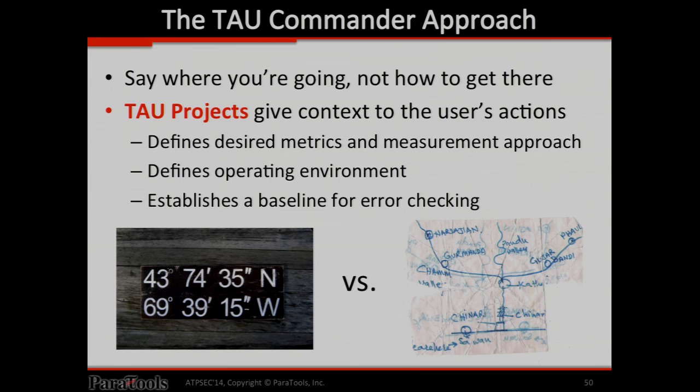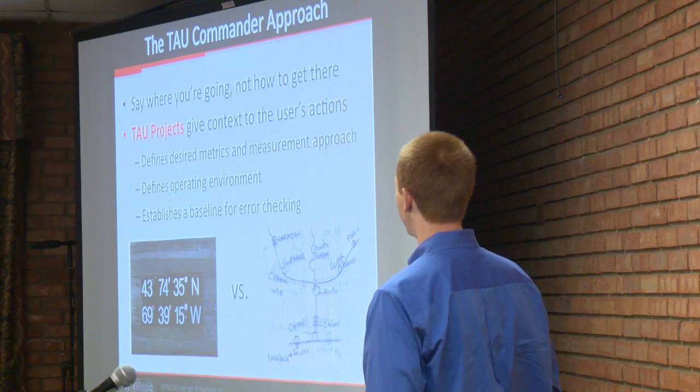So the same is true here with Tau Commander. The idea is we have a Tau project. The Tau project gives context to the user's actions. Basically, as a scientist, all I know is I have chemical code. I want information about MPI, OpenMP, and I want to use sampling and direct measurement to get it. And that should be all you need to know.